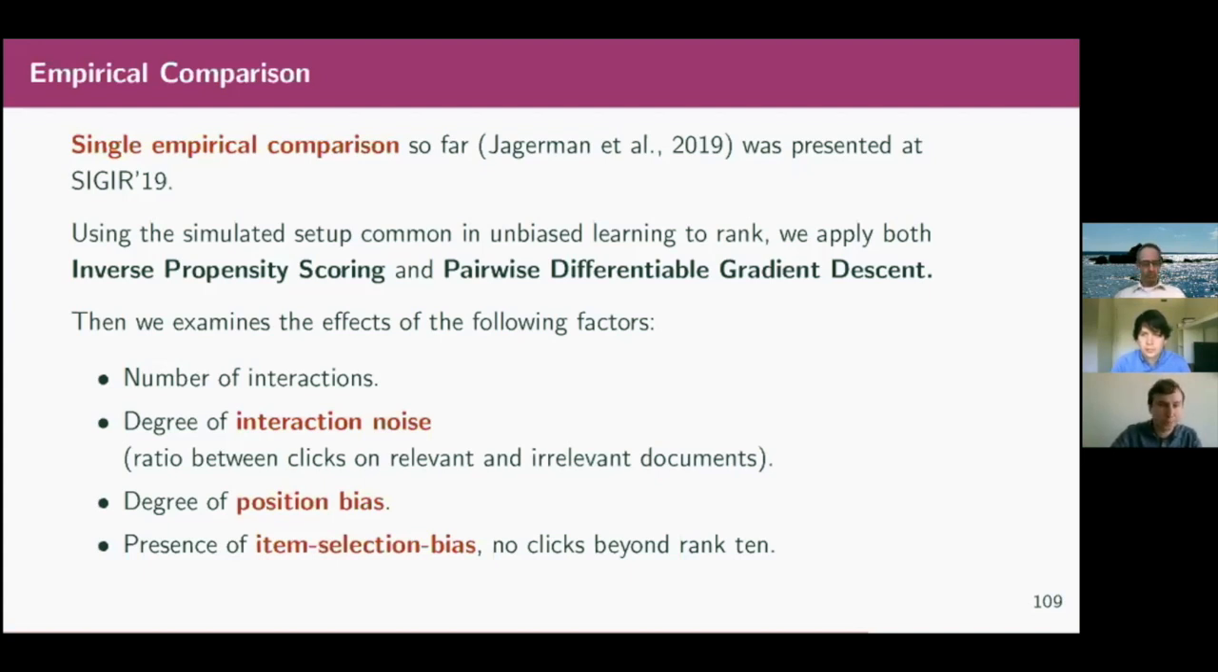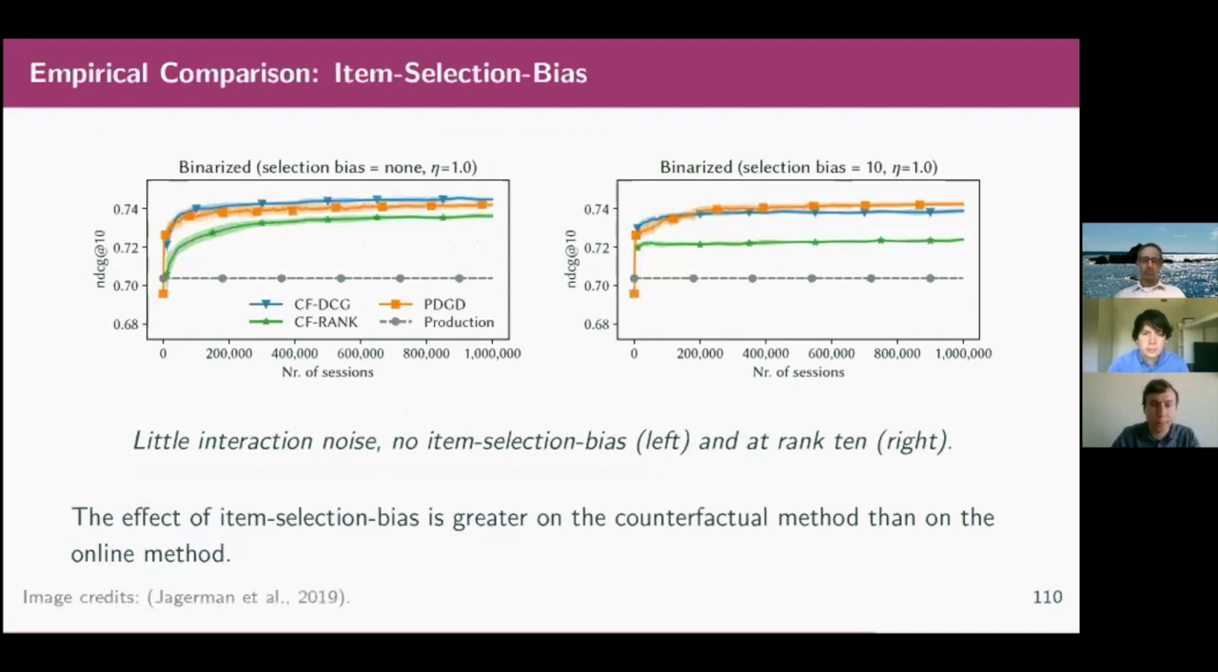So in this work, we look at basically these two families of methods and compare them. And that's what we've done in these plots, for example. What we're seeing here is the number of sessions on the x-axis, which ranges from 0 to 1 million. And on the y-axis, we have the NDCG at 10, which is a typical web metric for IR. The higher the NDCG, the better.